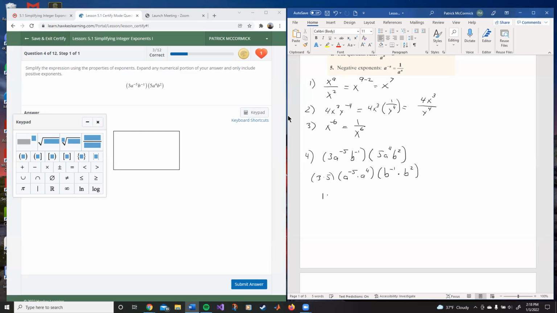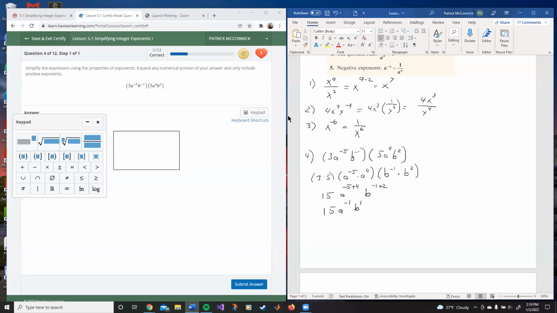3 times 5 is 15. Product rule here, because we have like bases. So this would be a to the minus 5 plus 4. Like bases here and multiplication. So we add the exponents like that. So I end up with 15a to the minus 1, b to the 1.